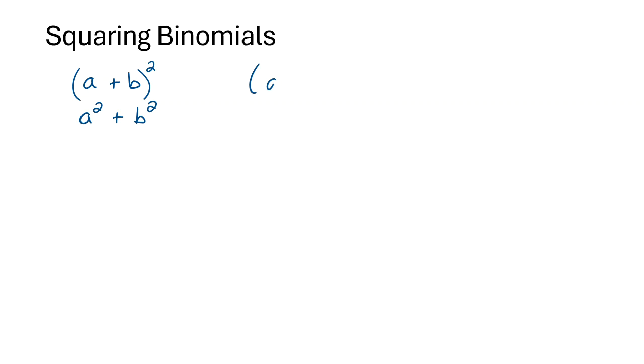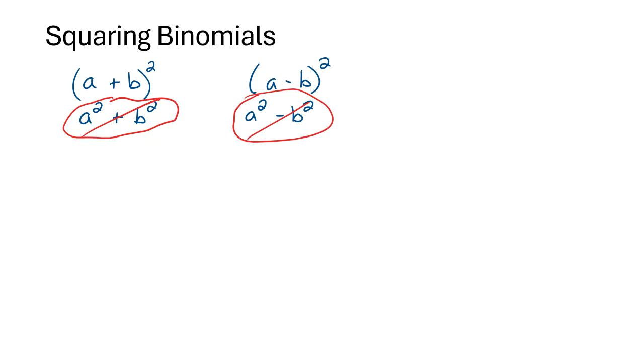What about a minus b? What do you think that comes out to be if we square it? Well, I would have a lot of students tell me that that's a squared minus b squared. And what do you think, before I tell you? Well, unfortunately, neither one of these is correct. Okay, and we're going to talk about why.